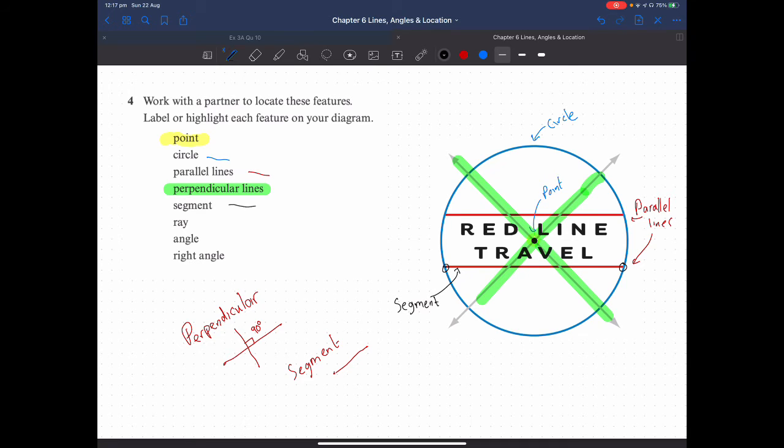The next thing is we're asked for a ray. A ray is a line that continues on forever in one direction. So I'm just going to circle in red the end of one of the rays and just label ray. It's one of those grey lines which go on in both directions.